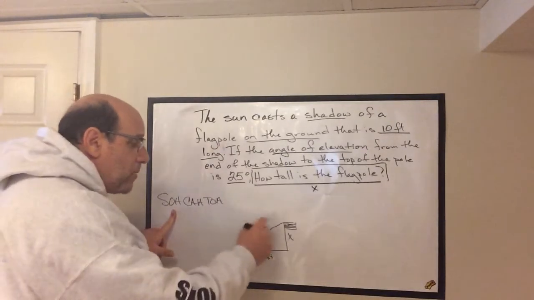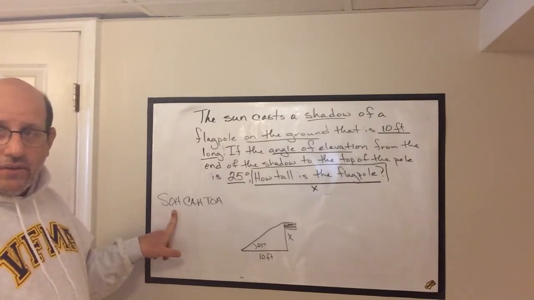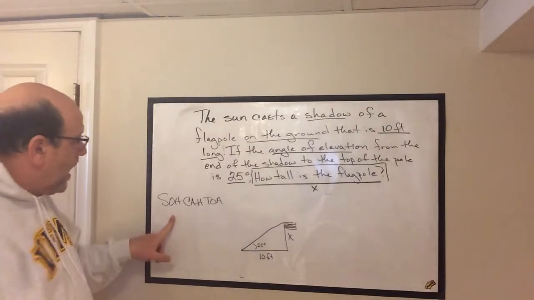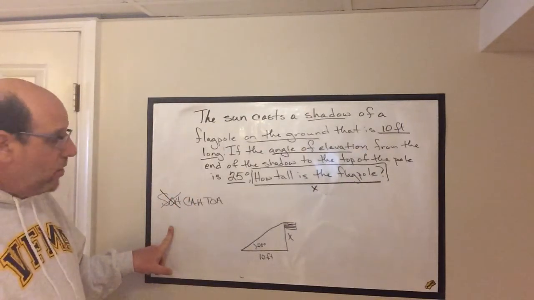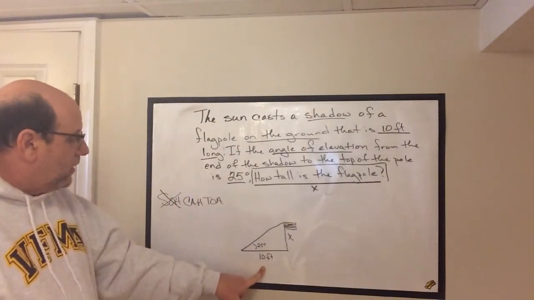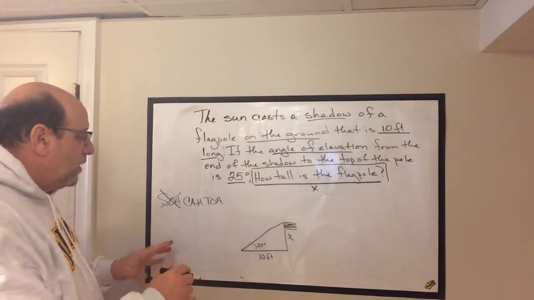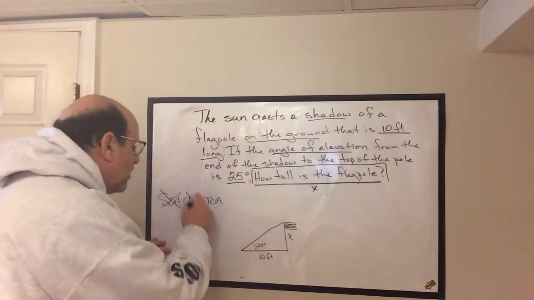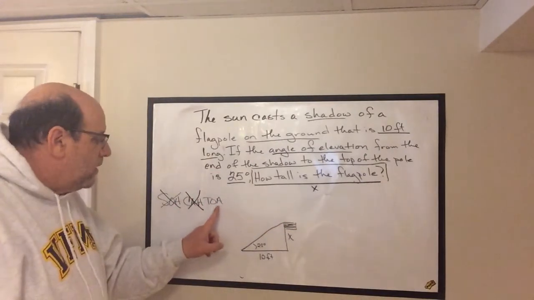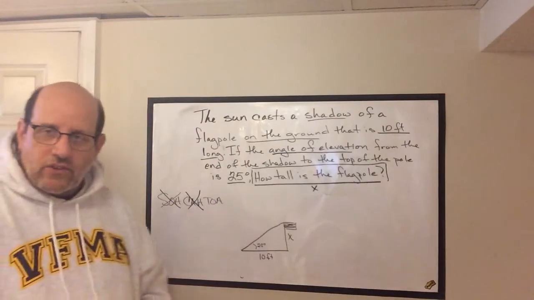Are we given the hypotenuse at all? So we're not given the hypotenuse at all. So we have to not use that, right? We do have the adjacent side, but we're not looking for the hypotenuse. We're looking for the opposite side. So we're going to use our tangent function.